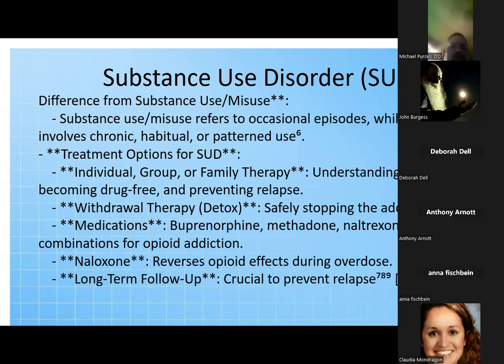So substance use and misuse. There's a difference. Substance use and misuse refer to occasional episodes, while substance use disorder involves chronic, habitual, or patterned use. This is more severe. Substance use is not causing that much addiction and rewarding as substance use disorder, where the brain is completely programmed to obtain that substance. And all his thoughts, because of the inflammation caused by the substance itself, led to neuroplasticity of the brain, not just for the pain, but also for the whole action and movement side of obtaining that drug. Your brain is programmed for one thing, which is to get that drug.